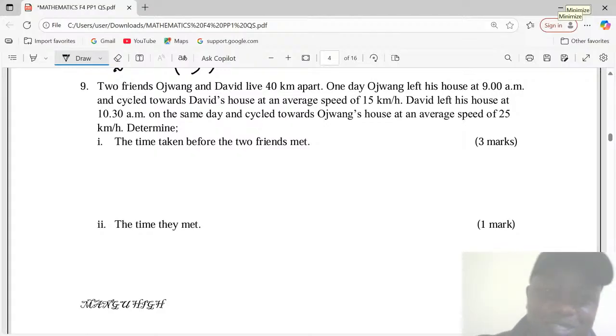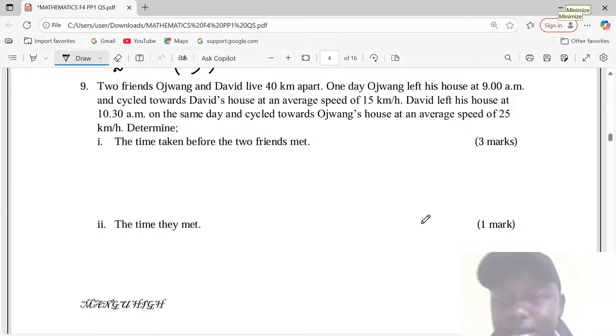Okay, two friends, Ojuang and David. Wow, I like this question. This one reminds me of a colleague of mine, David Ojuang. Anyway, Ojuang and David live 40 kilometers apart. One day, Ojuang left his house at 9 a.m. and cycled towards David's house at an average speed of 15 kilometers per hour. David left his house at 10:30 a.m. on the same day and cycled towards Ojuang's house at an average speed of 25 kilometers per hour. Determine the time taken before the two friends met.